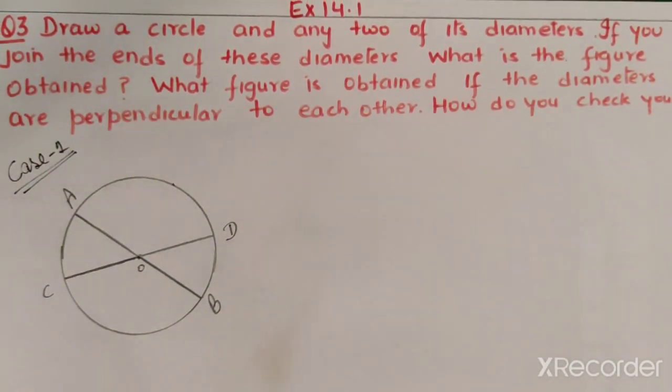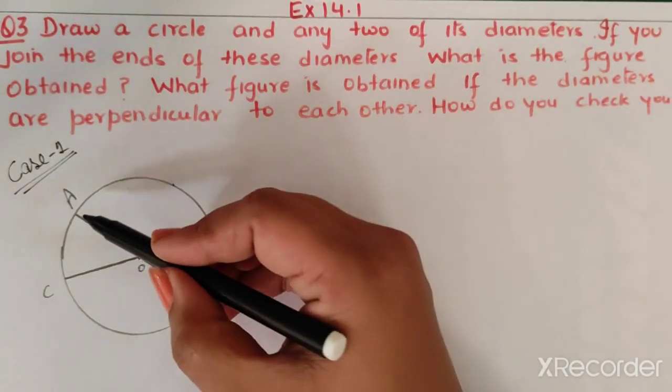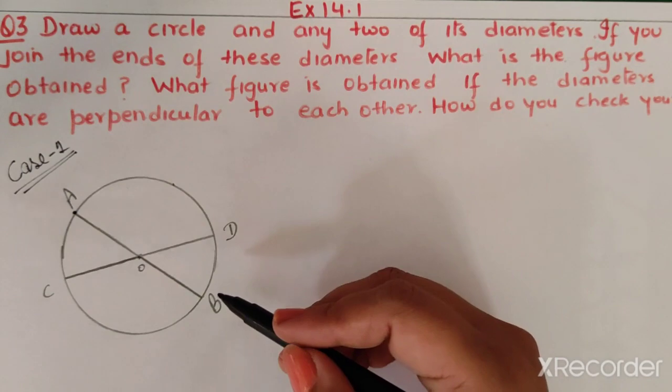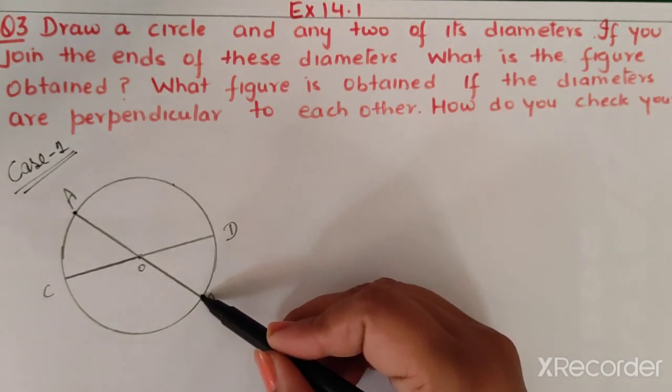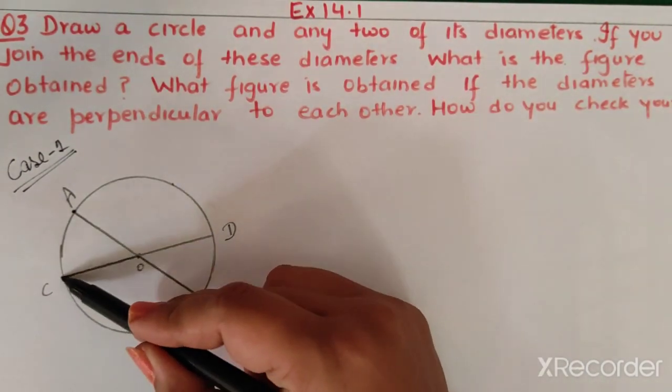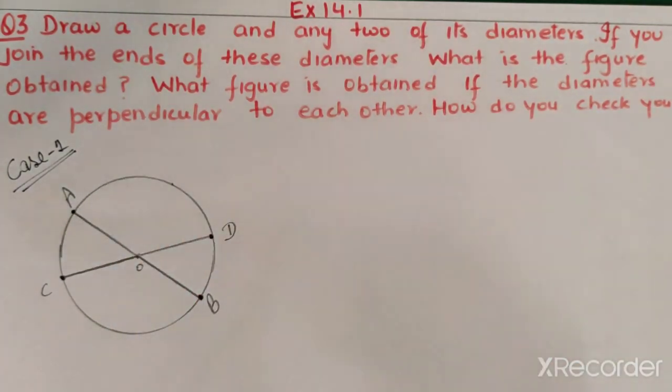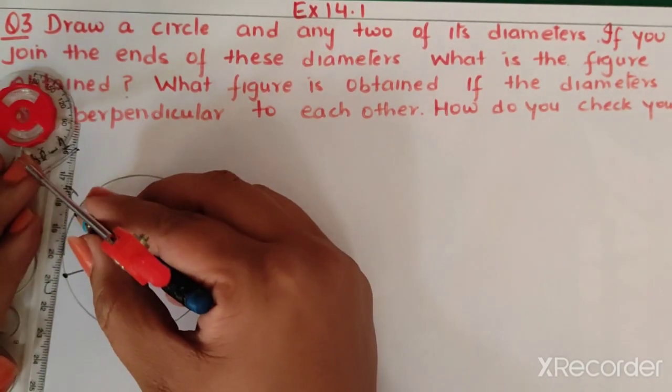Now what we need to do? Now we have to join the end points of these diameters, right? So for your convenience, I am going to mark the end points of the diameters with the sketch pen, but you need not use a sketch pen, you have to use the pencil only, right? So here A and B, these are the two end points. C and D, these are the two other endpoints of the other diameter, right? Now what we need to do, we have to join these endpoints of the diameter. So I am going to join.